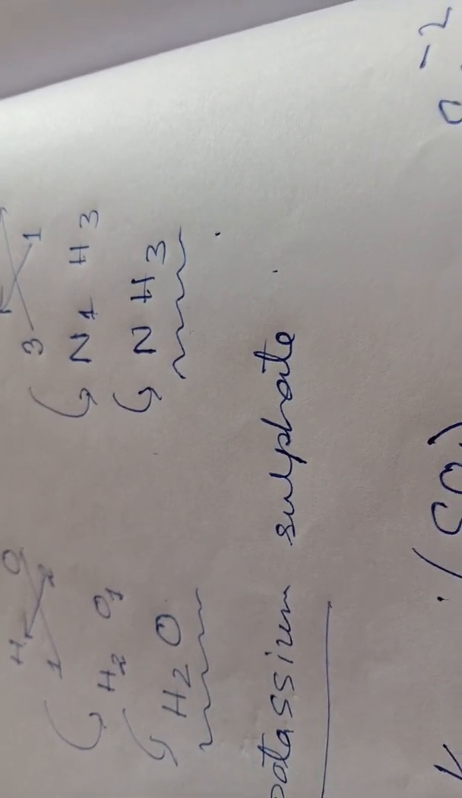I repeat again, for writing the molecular formula of a molecule, you need to know the symbol of the element or the polyatomic ion or the radical properly, and also you should know the valency of the element.